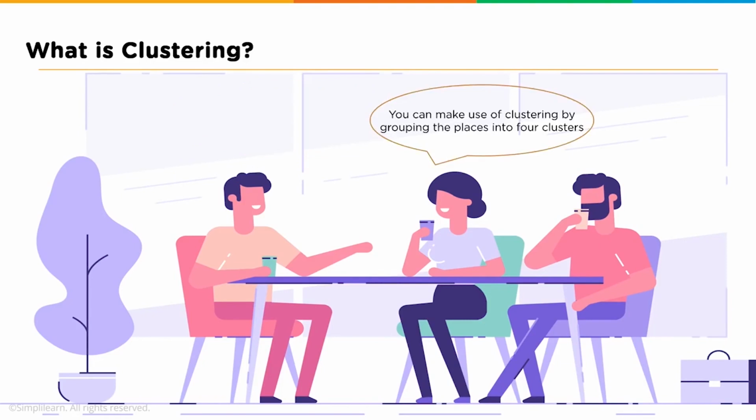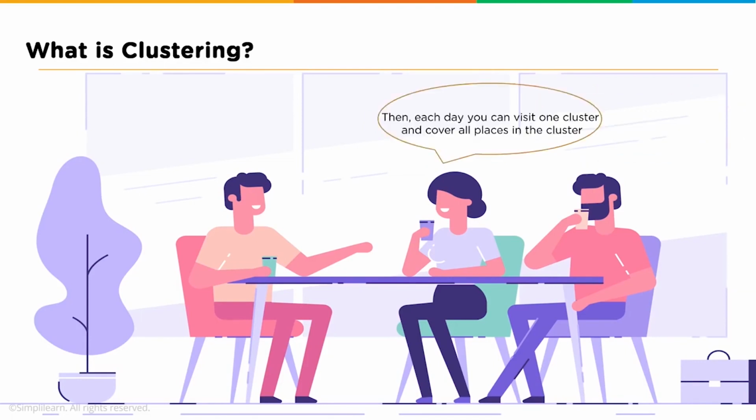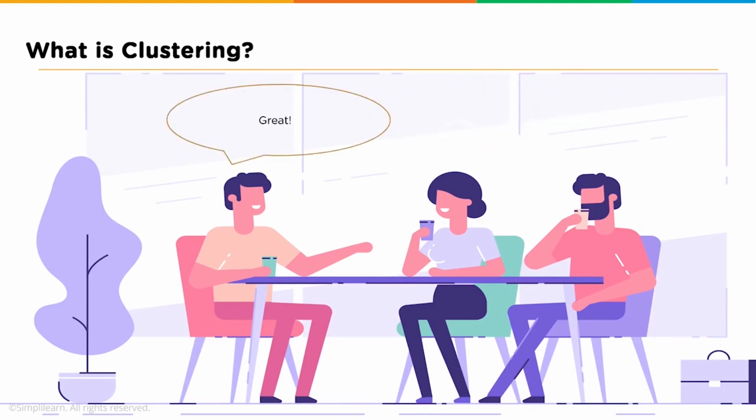You can make use of clustering by grouping the places into 4 clusters. Each of these clusters will have places which are close by. So we're going to cluster them together by what is closest to the other one. Then each day you can visit one cluster and cover all the places in the cluster. Great! That's a great idea. If you're going to hit 4 different places, maybe you're going to cluster whatever streets are closest together so you don't have to spend all your time traveling.